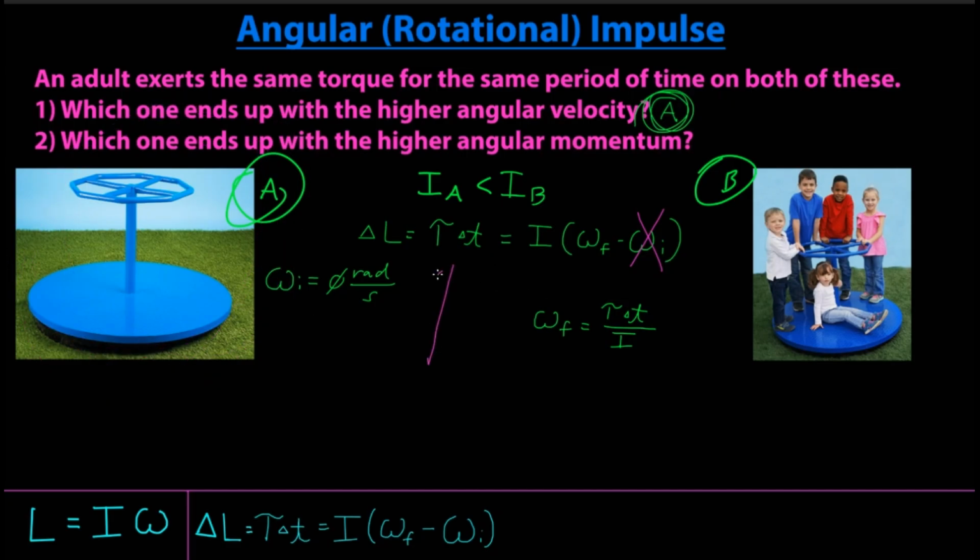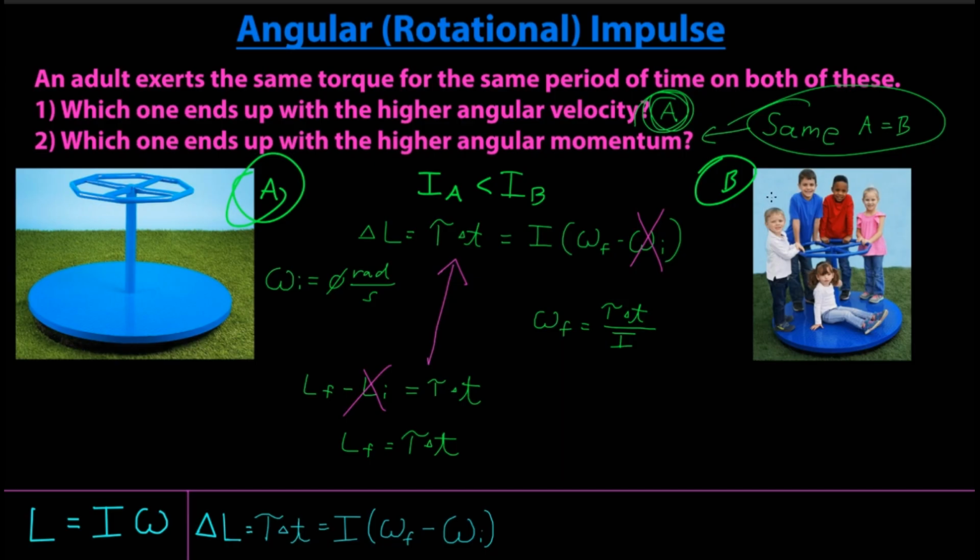However, the problem very specifically states it's the same torque for the same period of time. And this literally equals change in momentum. So another way to put this is angular momentum final minus angular momentum initial equals torque times time. This is the same, and there is no initial angular momentum. So final angular momentum is simply torque times time. We know these are the same, so the answer to question number 2 is that they will be the same. So therefore, they will have the same final angular momentum, or A equals B.